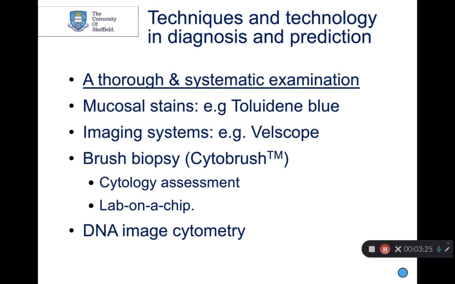So what about the techniques? Well, as I indicated, whilst I'm going to talk a little bit about adjuncts and various other techniques that are possible, the top part of a thorough and systematic examination of the oral mucosa still stands as the most single useful thing you can do. Some of the techniques are based upon staining the mucosa, toluidine blue for example. There are other systems such as imaging systems like Velscope I'm going to talk about. There are other ways of sampling the mucosa, like brush biopsy, which we'll come to, and then more sophisticated techniques building in elements of the biology of these lesions that are still in their development.